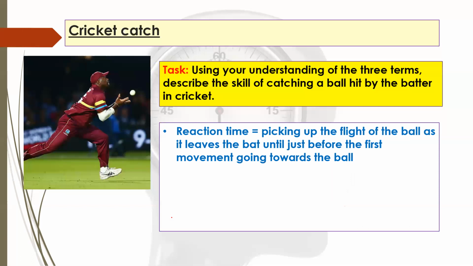And you should have something along the lines of: reaction time is picking up the flight of the ball as it leaves the bat until just before the movement going towards the ball. So you're being clear about the point in time where the stimulus appears, and giving some clarity about what that's leading up to. You're picking up the flight of the ball, that's the stimulus, as it leaves the bat, until just before the first movement. To a certain extent, that's a generic phrase in terms of reaction time, because you could use that for anyone, just until before the start of that movement.